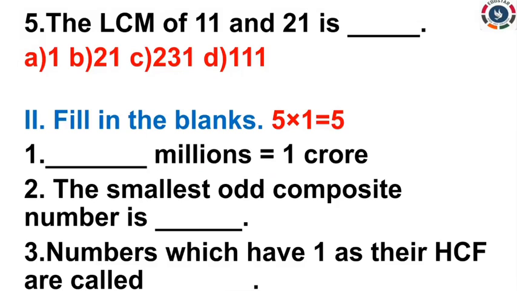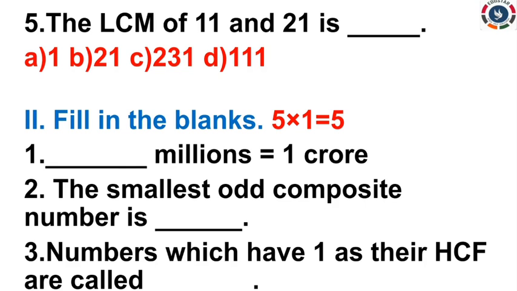Number 2, the smallest odd composite number is dash. 1 is not a prime number, not a composite number. Number 2, even prime number. Number 3, odd prime number. Number 4, even composite number. Number 5, odd prime number. Number 6, even composite number. Number 7, odd prime number. Number 8, even composite number. Number 9, that is an odd composite number. So the smallest odd composite number is 9.